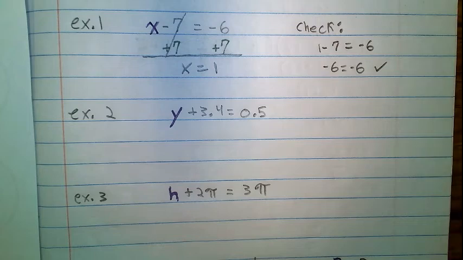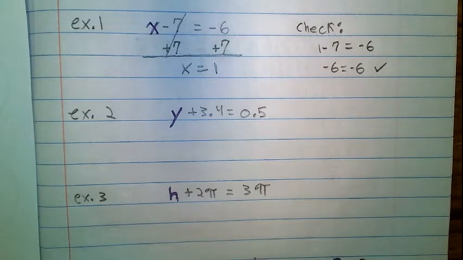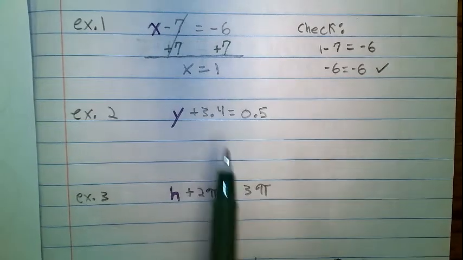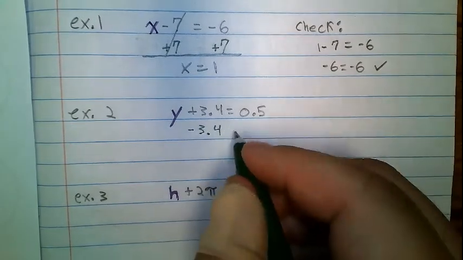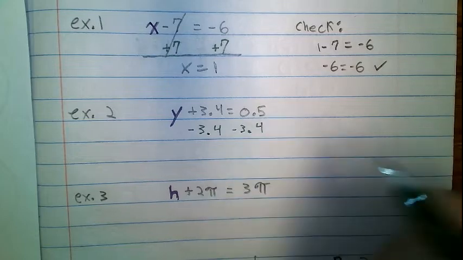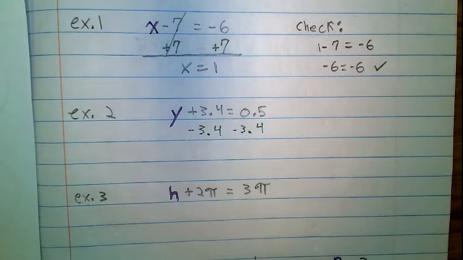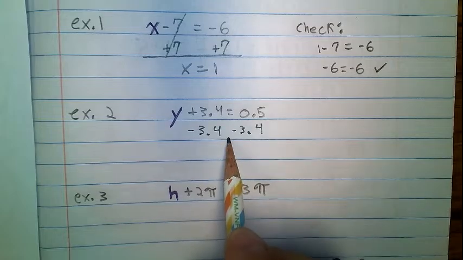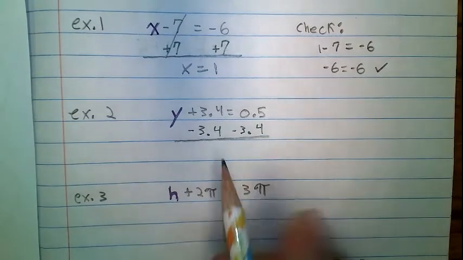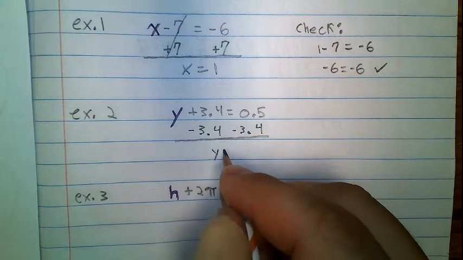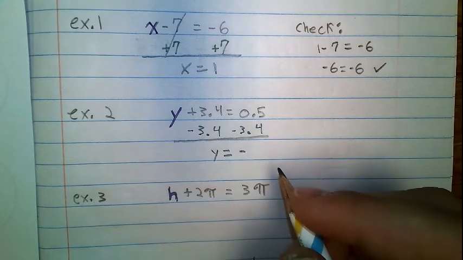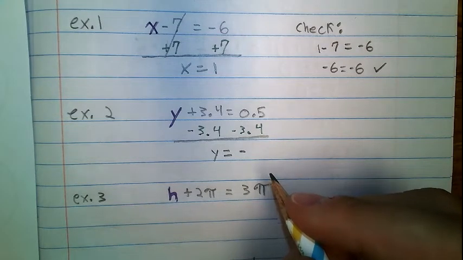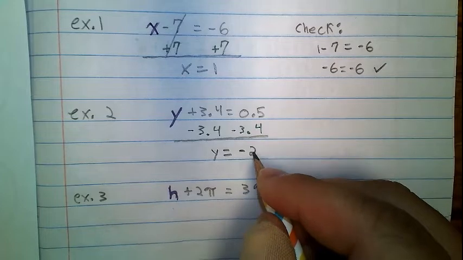Here it's y plus 3.4 equals 0.5. What you should recognize here is addition, so we want to subtract. Subtract 3.4 from both sides. And 0.5 minus 3.4. Y should equal negative, right? Because 0.5 is smaller than 3.4. It should be negative 2.9.